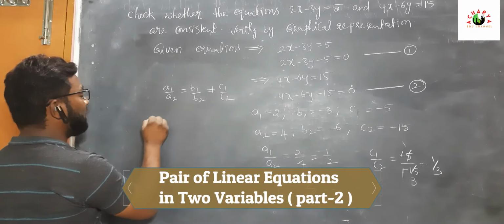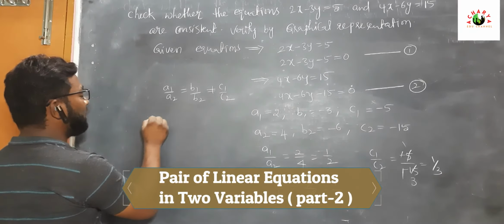Check whether the equations 2x minus 3y equal to 5 and 4x minus 6y equal to 15 are consistent. What does it mean by consistent? Which equations have at least one solution? Here parallel lines have no solution. So here a1 by a2 equals b1 by b2 does not equal c1 by c2, so the given equations represent parallel lines.